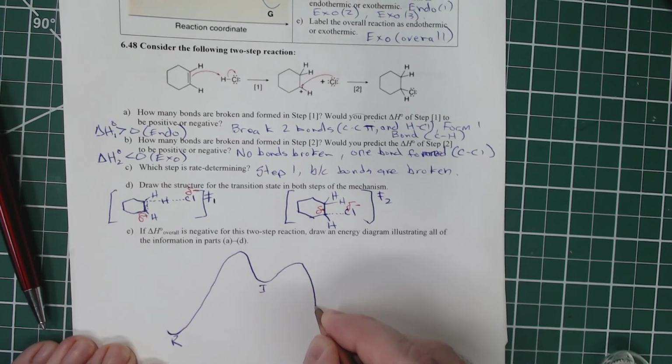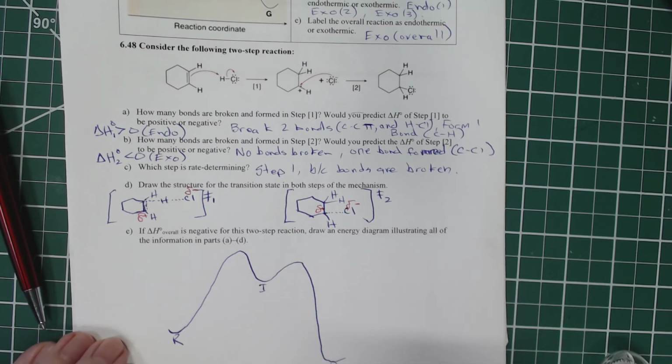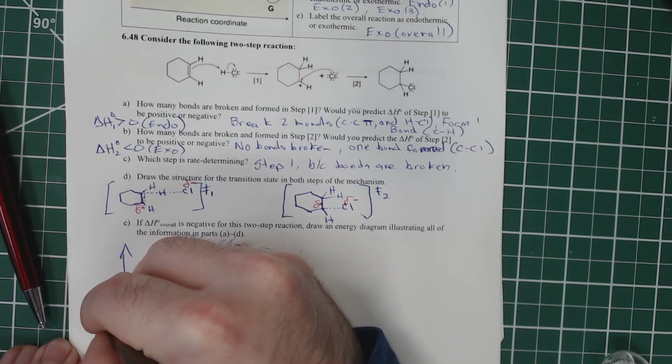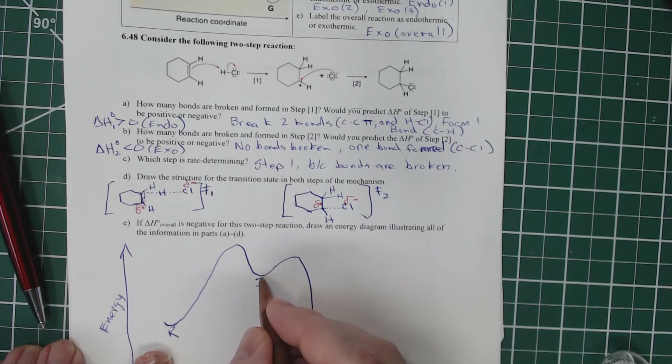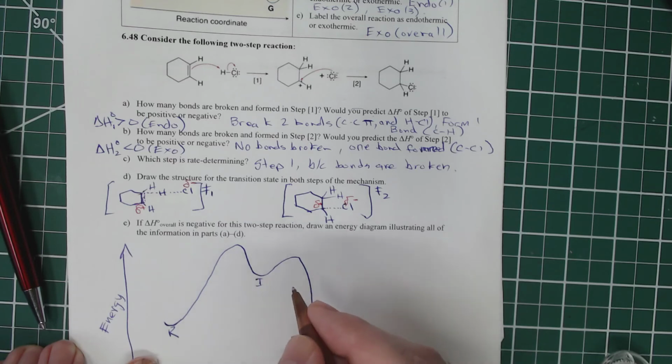And then we will have a fast second step that has a fairly low transition state, and we'll have our product that is down there. And this is our energy. So there's our reactant, our intermediate, and our product. Okay, and let's see. So our first step is endothermic, so it's going up in energy. Our second step is exothermic, it's going down, and you'll notice that overall the reaction is going down in energy.